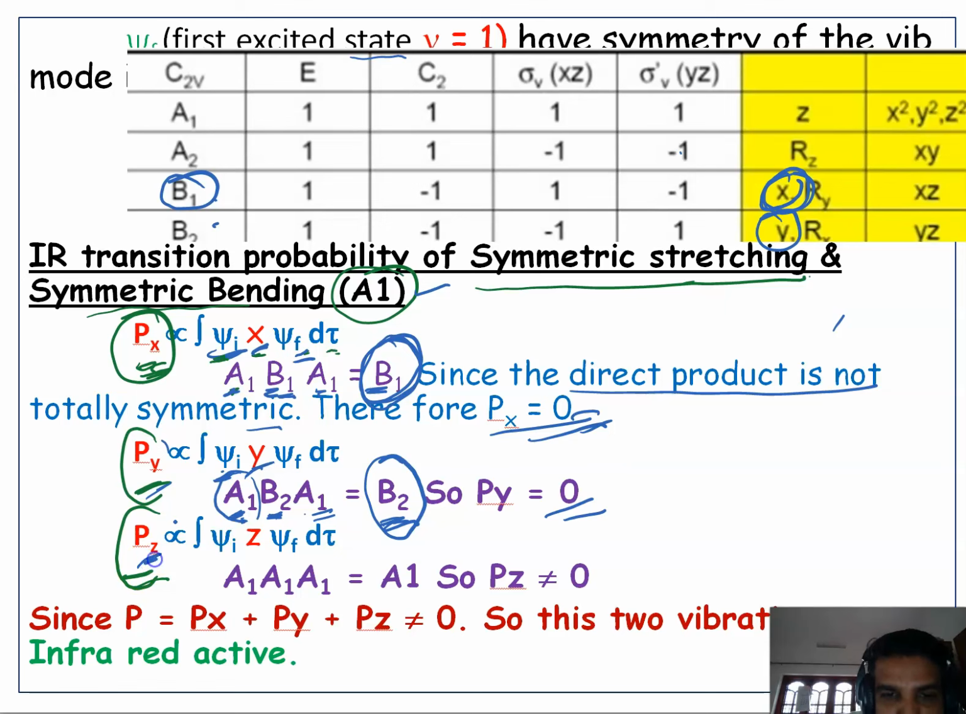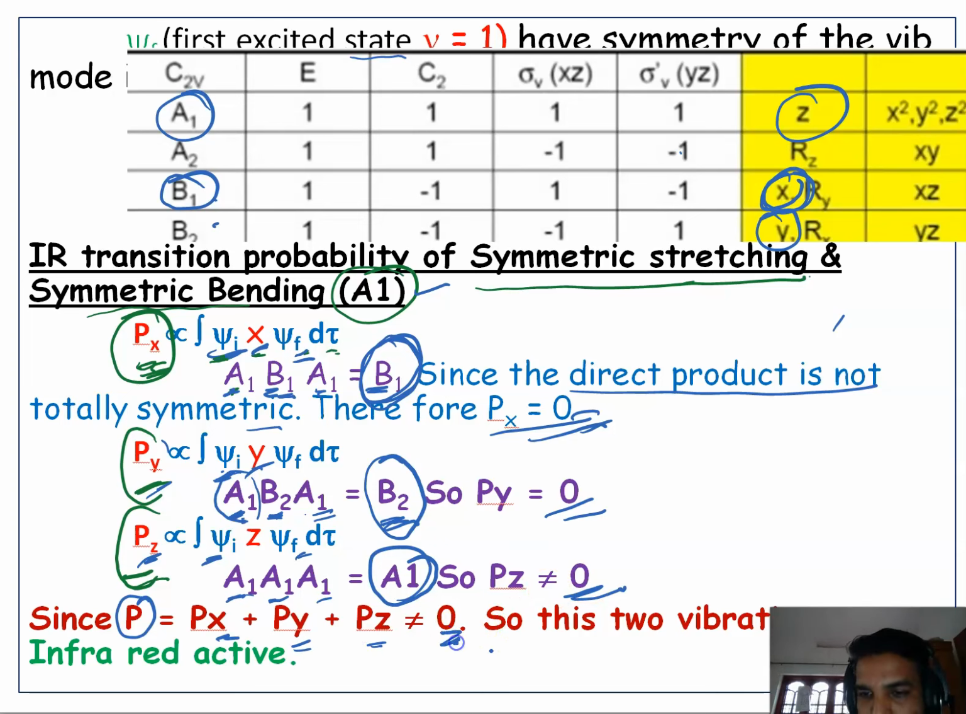Now Pz. Psi I is equal to A1 and Z is equal to A1. So A1 into A1, psi f is also A1, A1 into A1 into A1 is A1. That is totally symmetric. Therefore, Pz is not equal to 0. So the total probability P equal to Px plus Py plus Pz is not equal to 0. So these vibrations are infrared active. That is, symmetric stretching and symmetric bending are IR active.